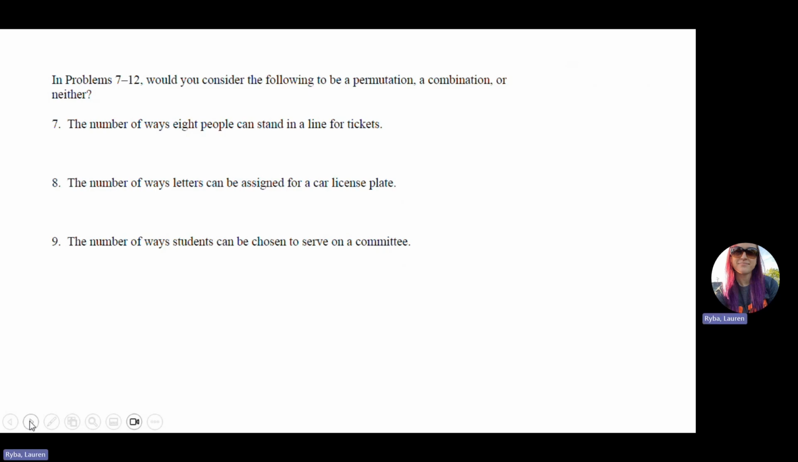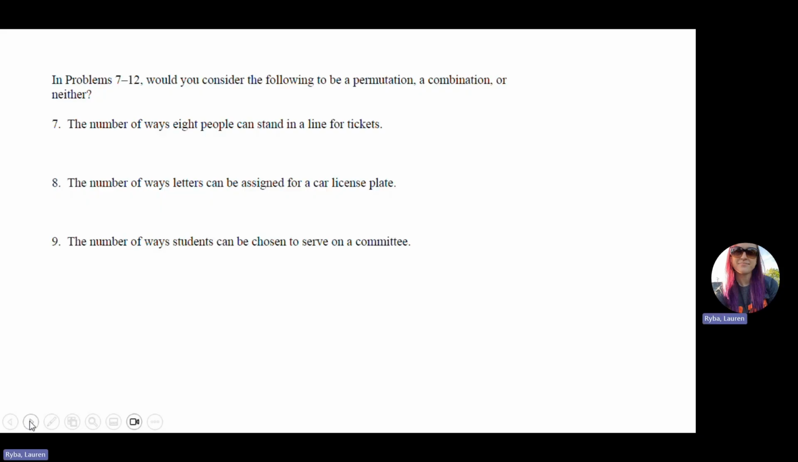So our options are the number of ways 8 people can stand in line for tickets, the number of ways letters can be assigned for a car license plate, and the number of ways students can be chosen to serve on a committee. But one of them is a permutation, one of them is a combination, and one of them is neither of the two. The key here is that a permutation and a combination cannot have any form of repeats.